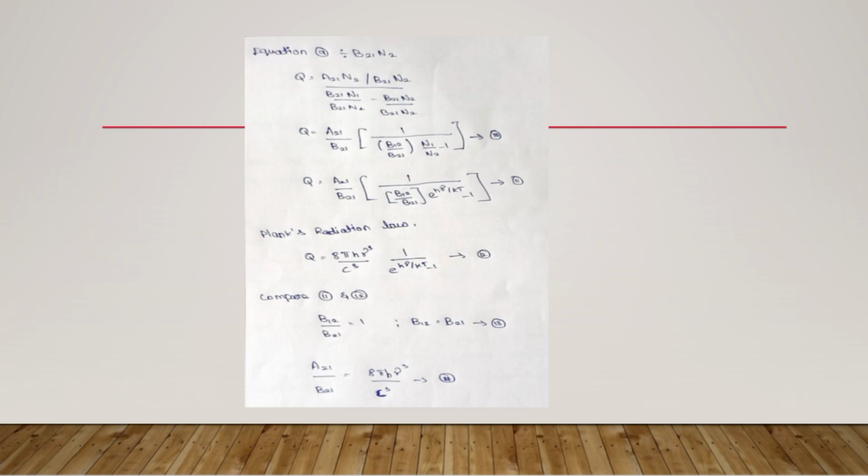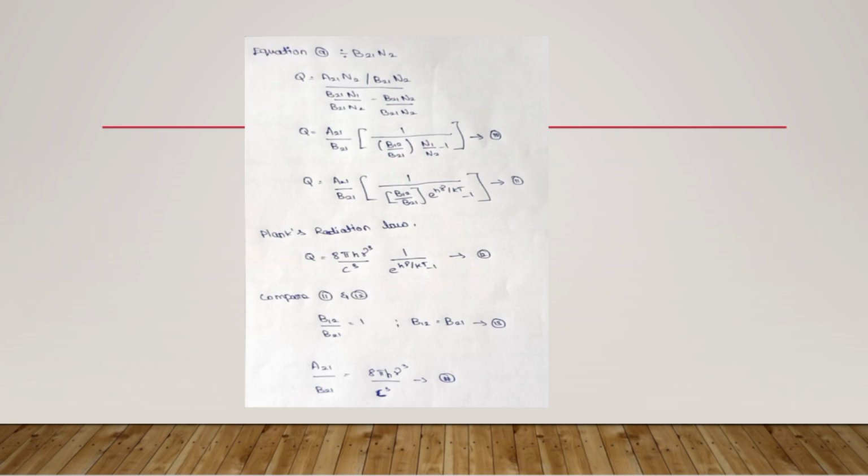Equation 9 divided by B21 N2. Q is equal to A21 N2 by B21 N2 divided by B12 N1 by B21 N2 minus B21 N2 by B21 N2. Q is equal to A21 by B21 times 1 by B12 by B21 N1 by N2 minus 1. Equation 10. Q is equal to A21 by B21 times 1 by B12 by B21 e power hν by kT minus 1.